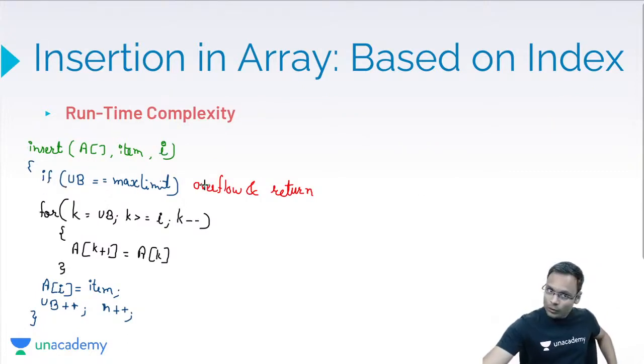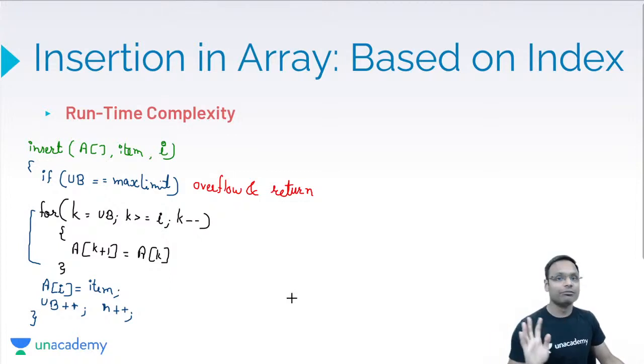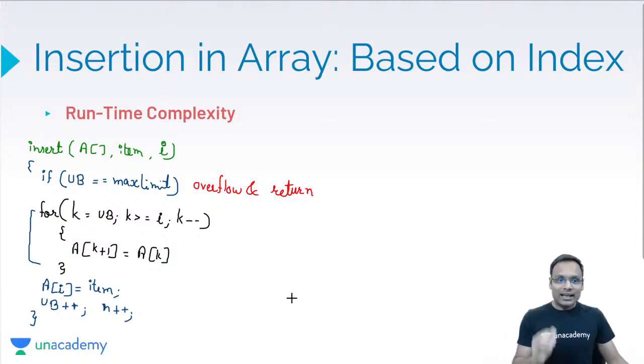This statement is constant time. This particular loop runs for how much time? This loop runs for shifting. So it depends on how many elements I'll have to shift.